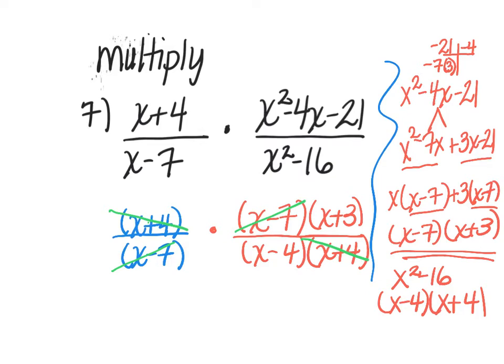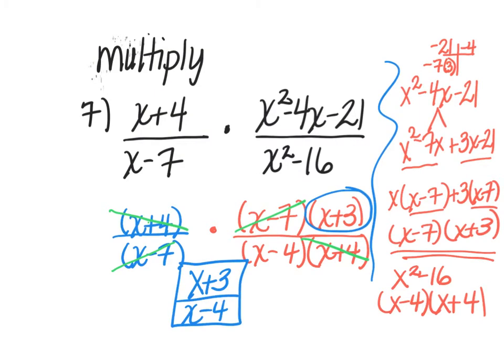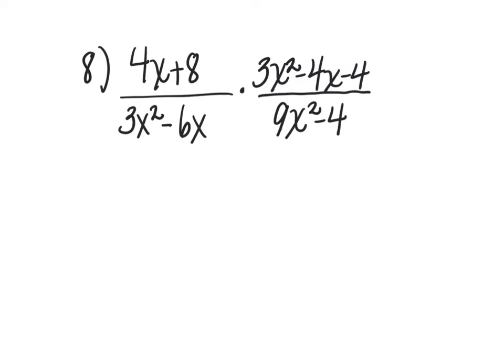Now it's just the squeeze together part. And here, there's not much squeezing together to do. So what am I left with? I'm left with an x plus 3 in the numerator over x minus 4. And that is my product in simplified form. All right, let's look at number 8.